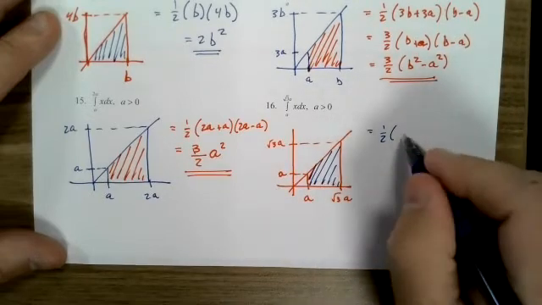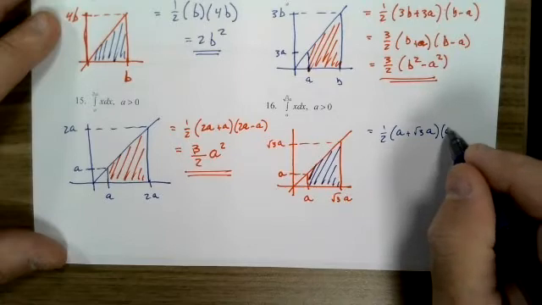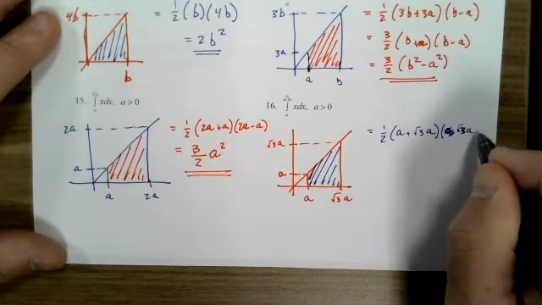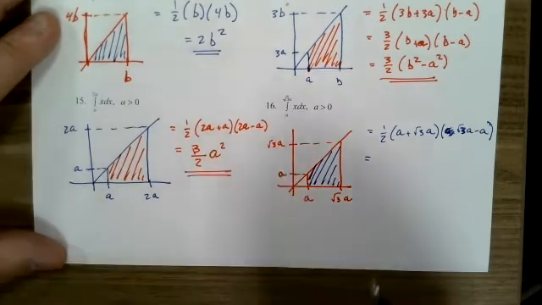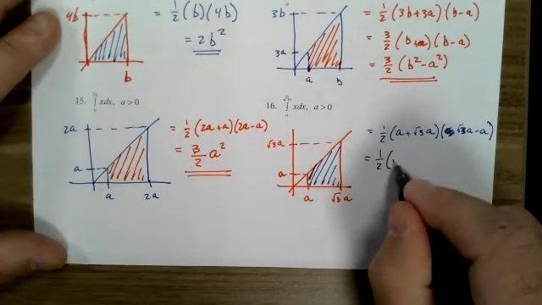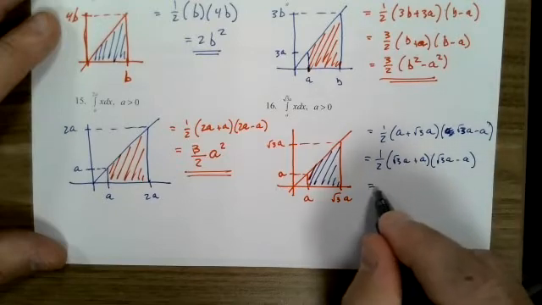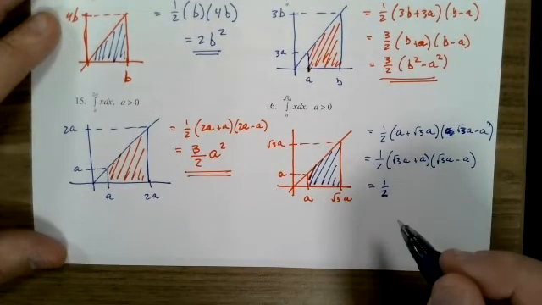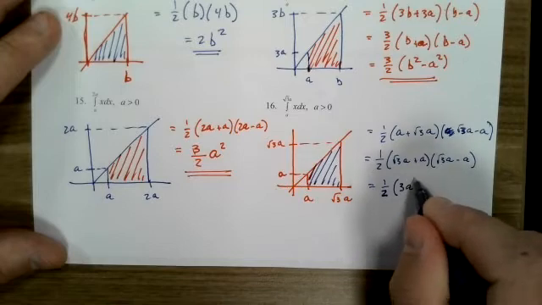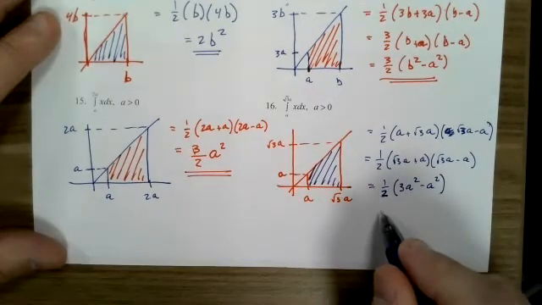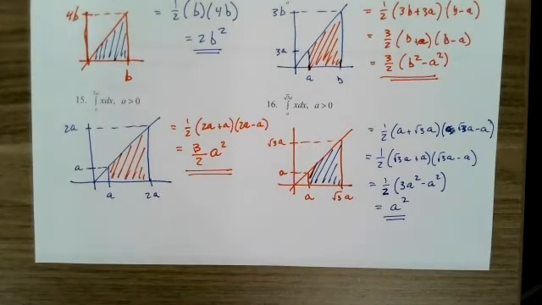One half, a plus root 3a, times root 3a minus a, equals 1/2 root 3a plus a times root 3a minus a, equals 1/2 3a squared minus a squared, which is 2a squared over 2a squared. That's not bad. It's a cool little piece of math there.